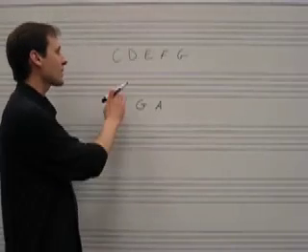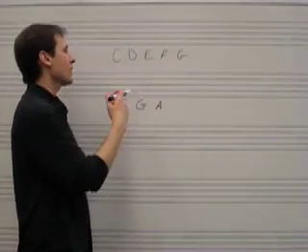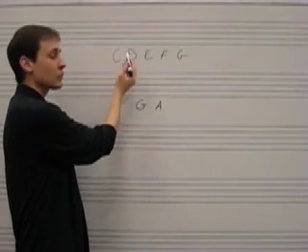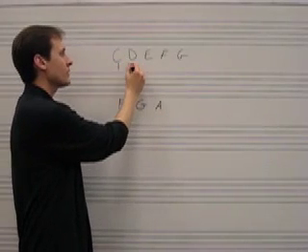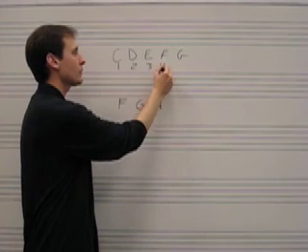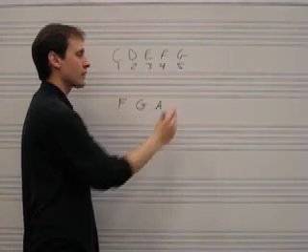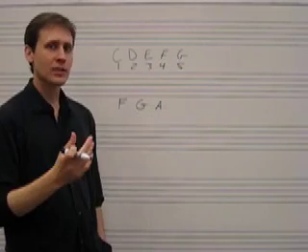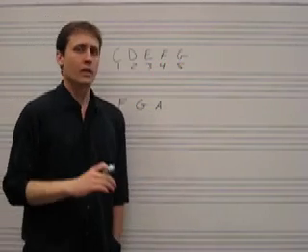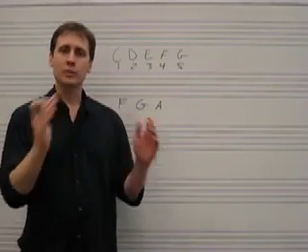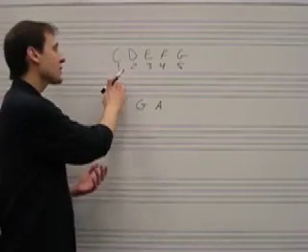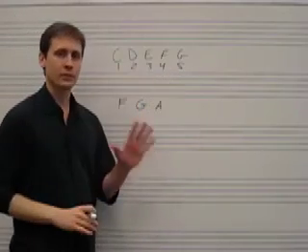If I ask you what is the interval from C to G, then you start with C, give it the number 1, D is 2, 3, 4, and then finally G is 5. So the interval from C to G is a fifth. We call an interval the distance between two notes. And so the distance from C to G is a fifth.